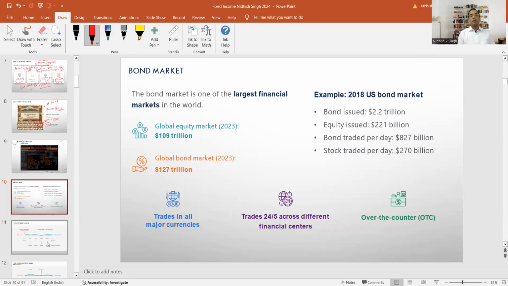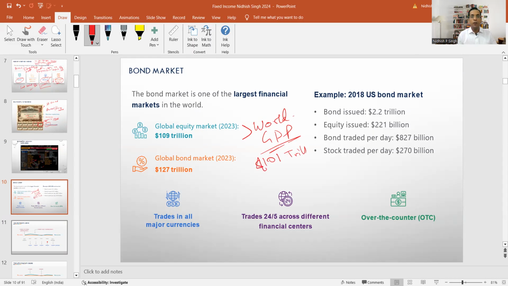So now let's see the macro picture. What is the total bond market, and what is the size of the equity and bond market we are facing now? As of 2023, there is 109 trillion worth of equity market. Just to give you some context, it is bigger than the entire world's GDP. World GDP stands around $101 trillion, and the equity market is bigger than that.